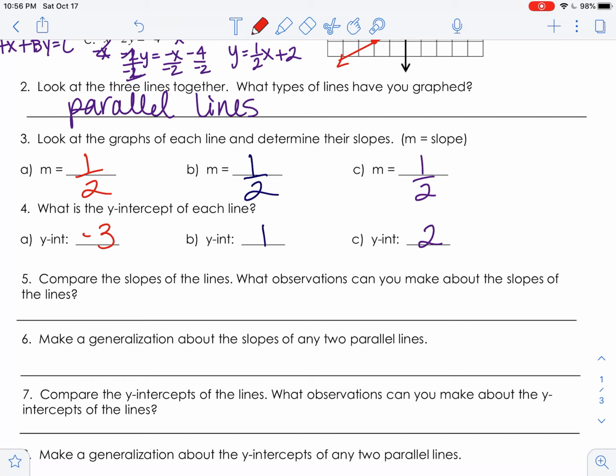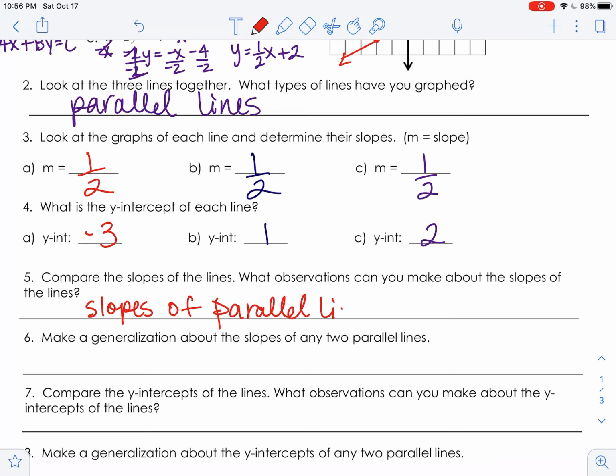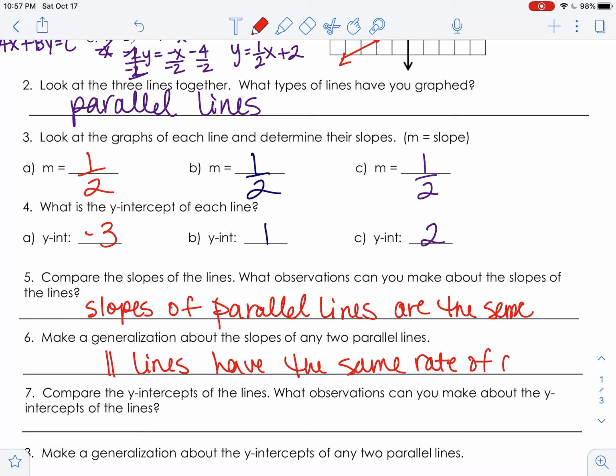So then it says compare the slopes of the lines. What observations can you make about these slopes? Well, slopes of parallel lines are the same. Make a generalization about the slopes of any 2 parallel lines. Okay, well, again, that's a symbol for parallel. Parallel lines have the same rate of change.